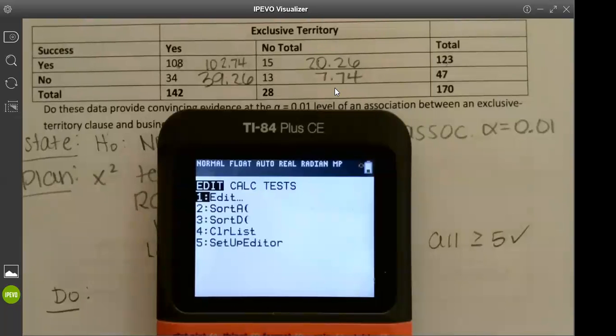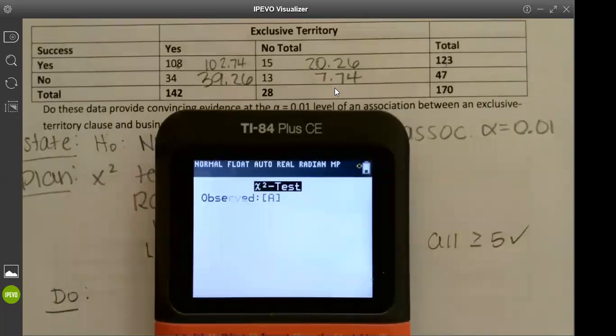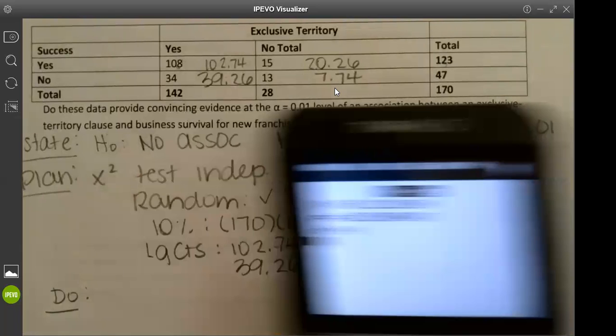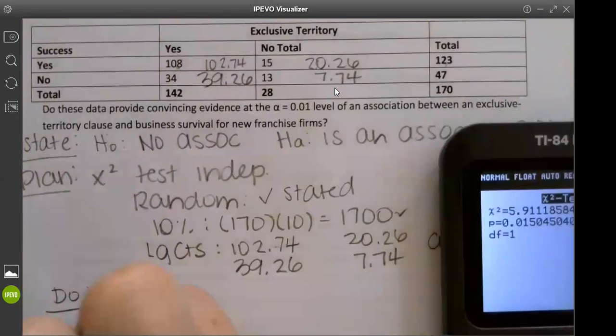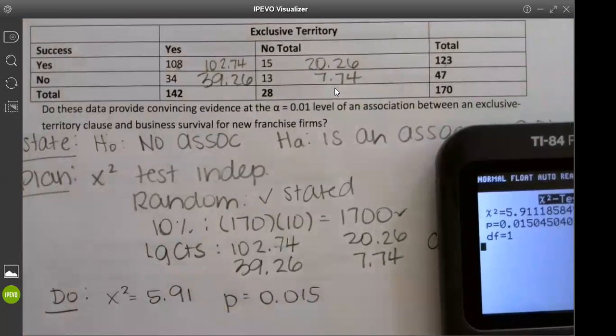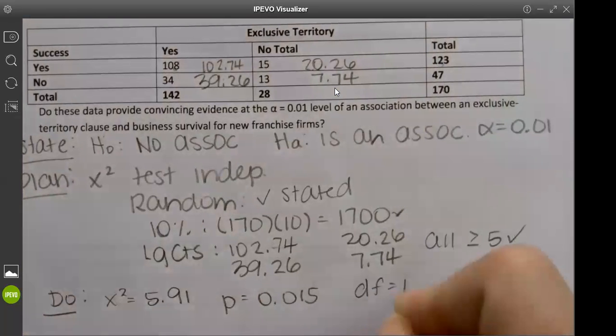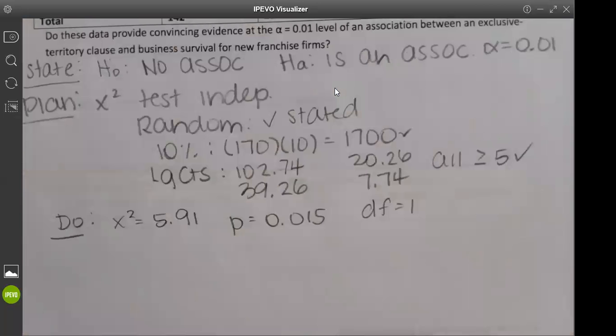We go to stat, test, chi-square test, and calculate. Write those values down. Our chi-squared is 5.91. Our p-value, and again, be careful on that p-value that it doesn't have an e on the end. This one does not. And your degrees of freedom are 1.